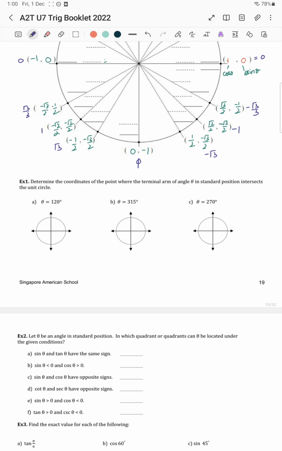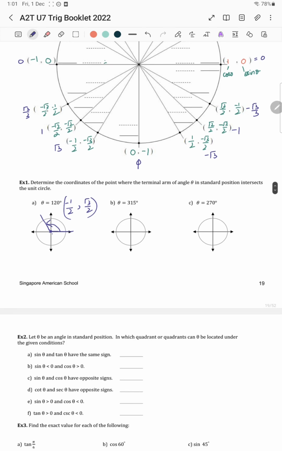Okay, determine the coordinates of the point where the terminal arm of the angle theta lies in the standard position intersect. अच्छा, अगर 120 डिग्री होगा, so it is going to be on when sine is -1 by 2.